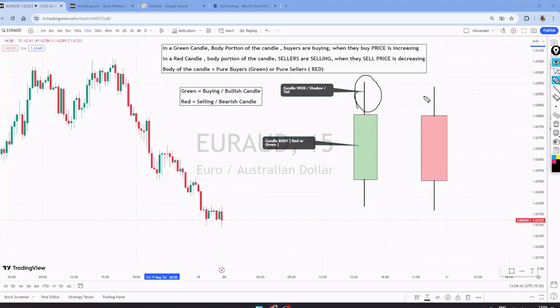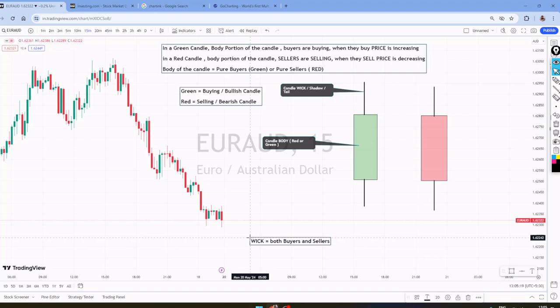Whereas in the wick, you need to understand that, in very simple language, the wick is equal to both buyers and sellers. Buyers and sellers are there combined in the wick. Whereas in the candle body, only buyers are there or only sellers are there, depending upon the color. If it is a green color, pure buyers. If it is a red color, pure sellers.